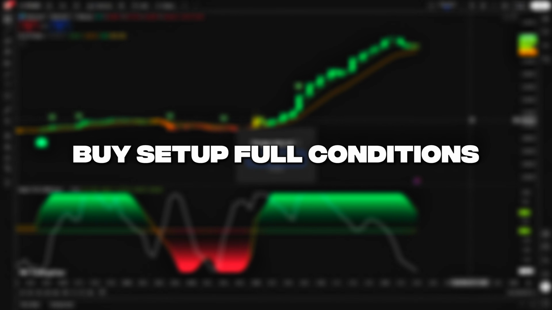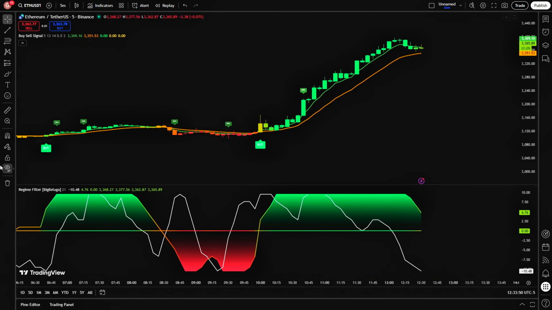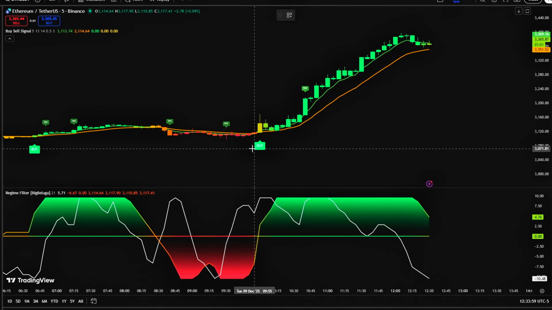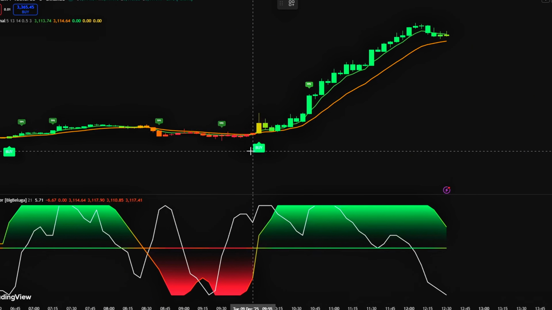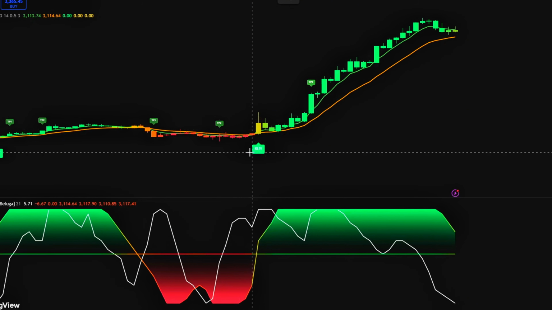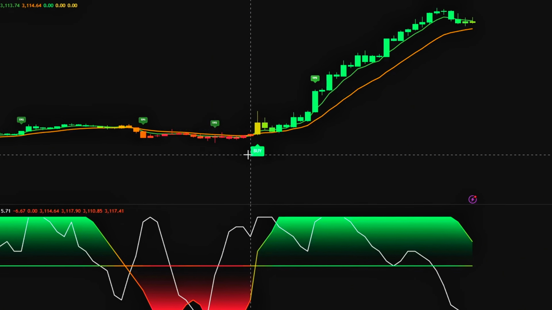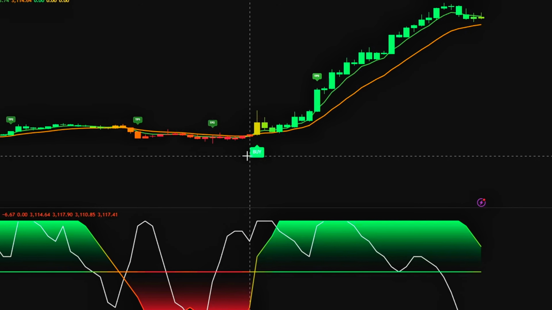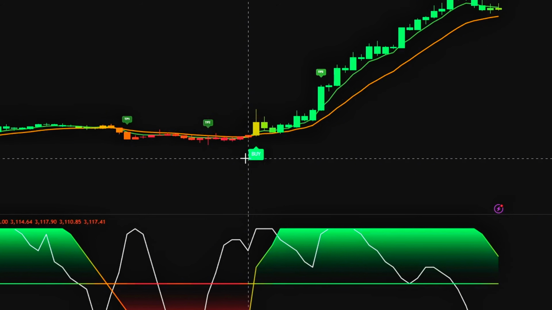Buy setup. Full conditions. A buy setup only becomes valid when all major components line up at the same time. Each condition serves a purpose, filtering out noise and confirming the direction of the move. Buy signal appears from the buy-sell indicator. This provides the initial trigger, letting you know momentum is shifting in the bullish direction. Price must be above both the fast and slow EMAs. This confirms that the market structure is aligned with the signal. When price sits above the EMAs, you're trading with the short-term trend instead of against it.